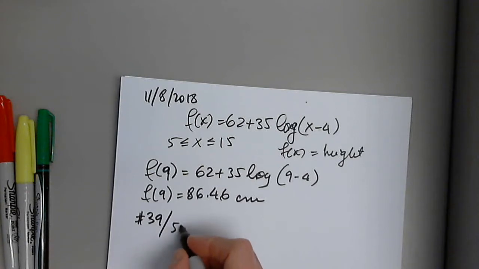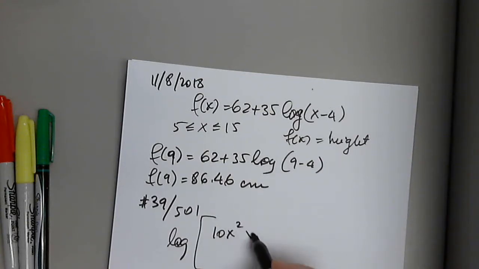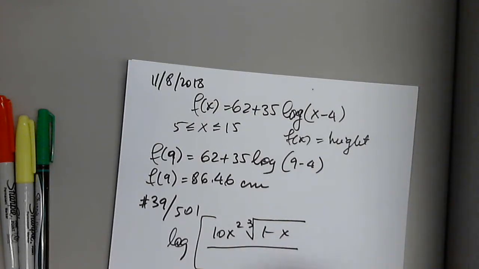Like, let's say 39 on page 501. And we have log, common log, and in brackets, 10x squared, the cube root of 1 minus x, everything divided by 7x plus 1 squared. Let me make sure I didn't copy part of one problem and part of the other. Sometimes I do that.